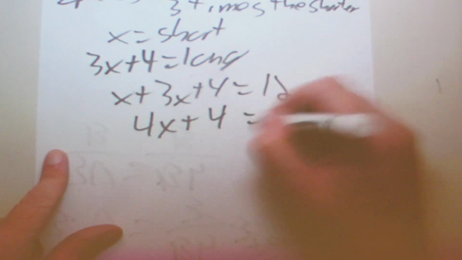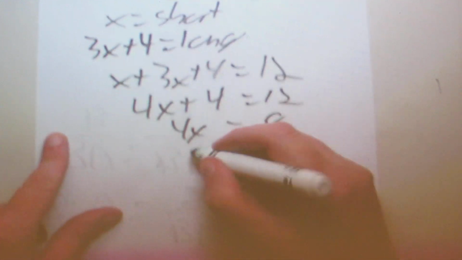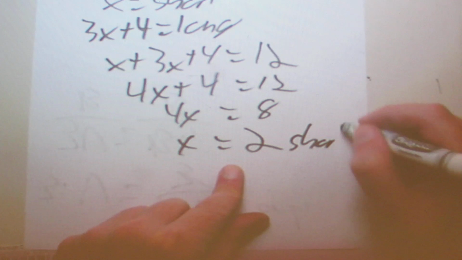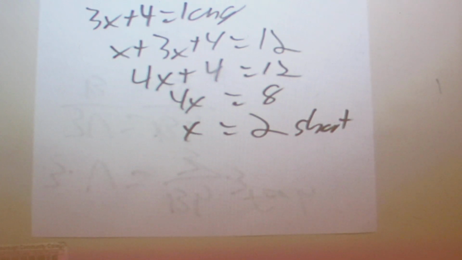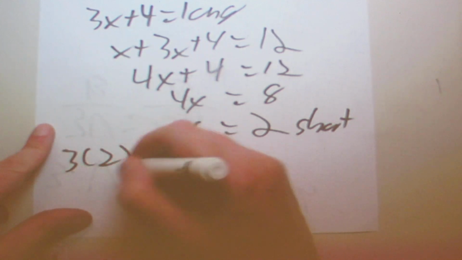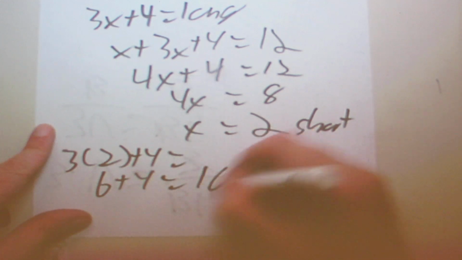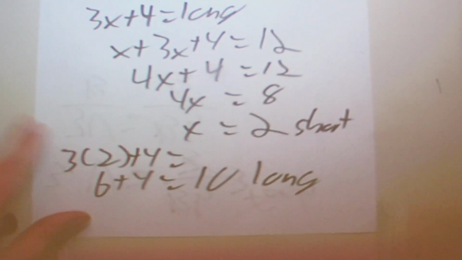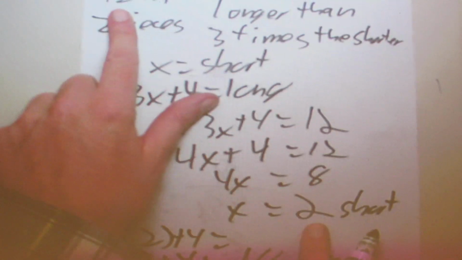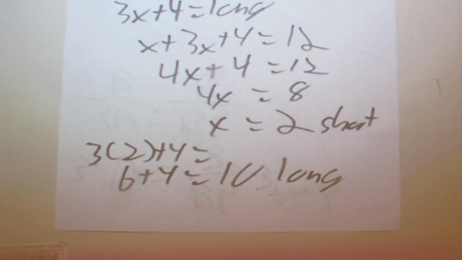plus 4 equals 12. Subtract the 4, we get 4x equals 8. X is 2. So the shorter one is 2. Now to find the long one, we're going to substitute it back in. So 3 times 2 plus 4 equals 6 plus 4 equals 10. Or if you wanted to, you could have just said 12 minus the 2 equals 10. However you want to do that will be fine.